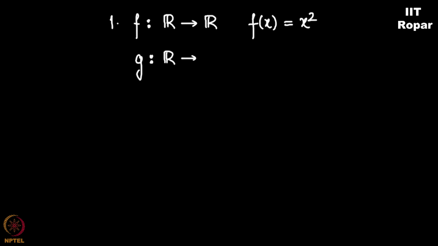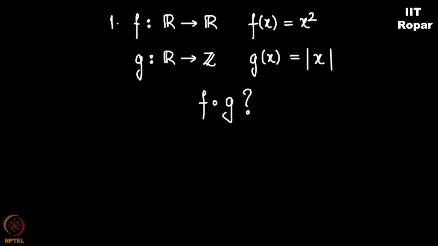Let us quickly train our mind with more problems on composition of functions. Consider this function f from the set of all real numbers to real numbers defined as f of x is equal to x square, and g from real numbers to integers defined as g of x is equal to modulus of x. Now, what is f composition g? F composition g of x is f of g of x. This is how composition is defined.